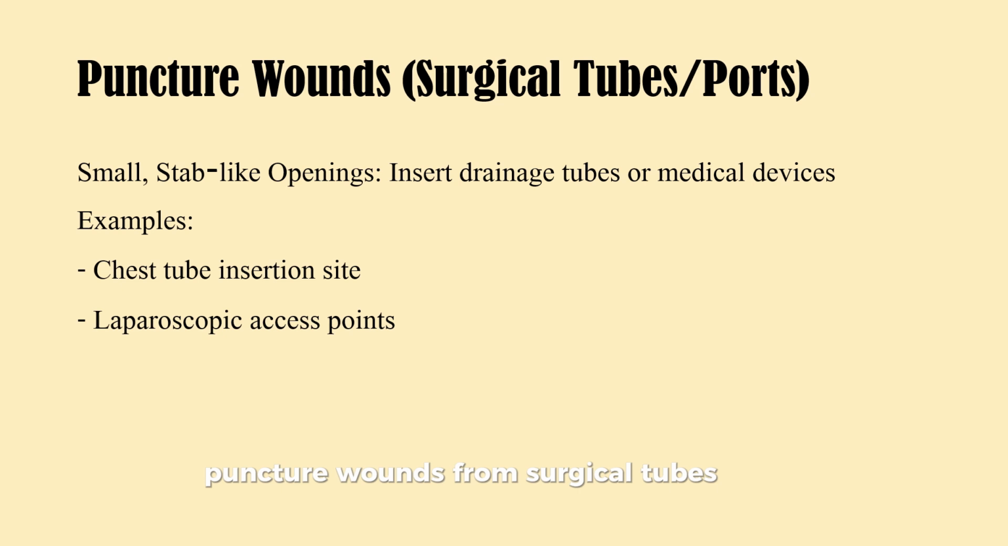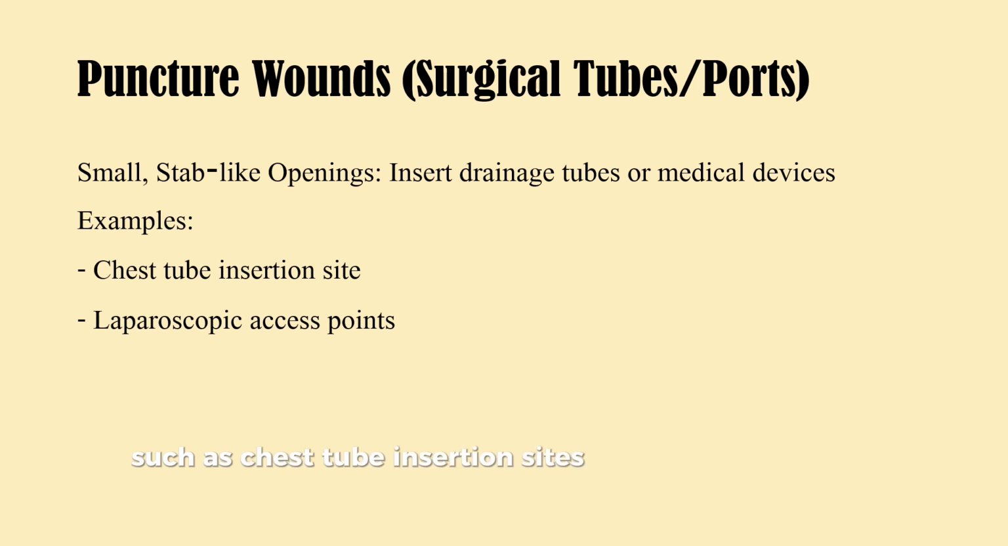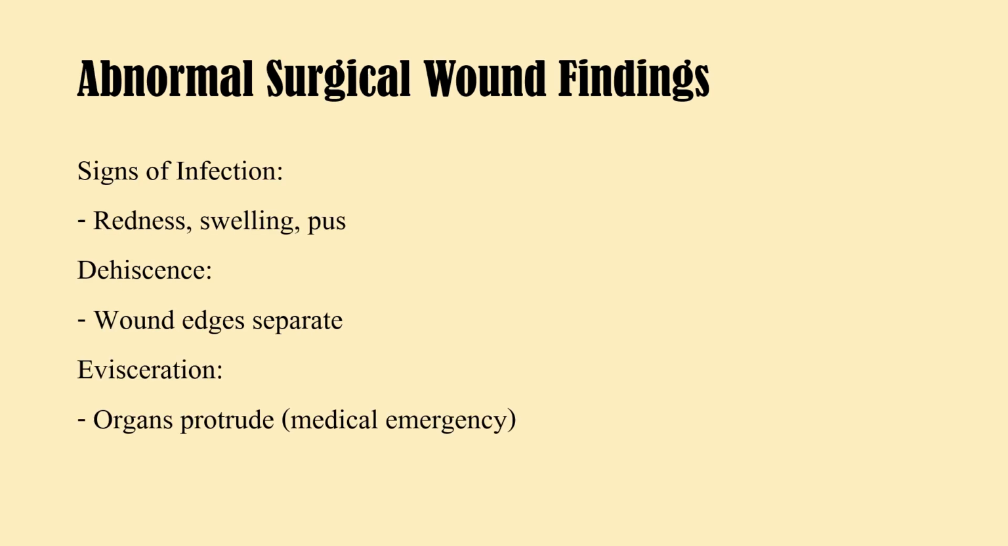Puncture wounds from surgical tubes or ports involve small, stab-like openings to insert devices or drains, such as chest tube insertion sites or laparoscopic access points. Abnormal findings in surgical wounds include infection signs like redness and swelling, dehiscence, when wound edges separate, or evisceration, when organs protrude, which are medical emergencies.